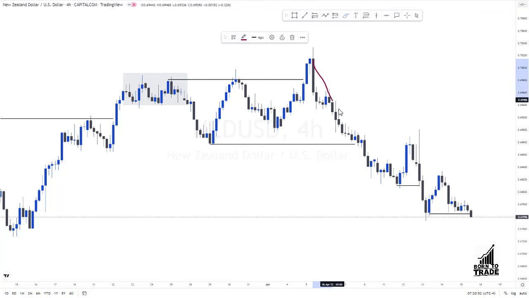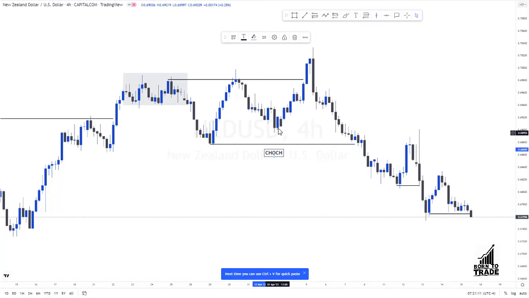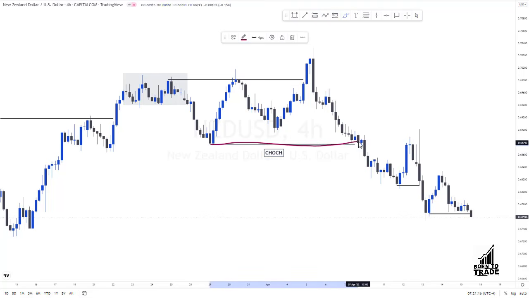What do we see? We see price moving lower, breaking our higher low. When it broke our higher low, what do we get? We get a change of character. Let me type this out. We got a change of character here. Can you see it? We got a change of character because price broke here and moves down. What do we expect? We expect a pullback.